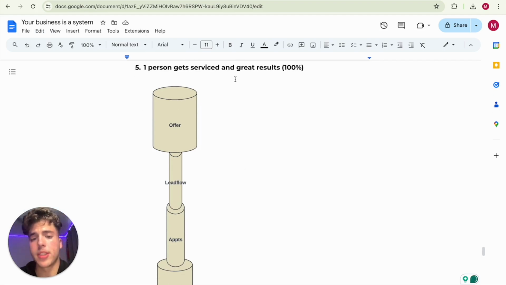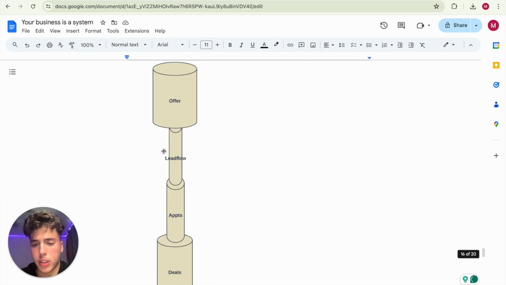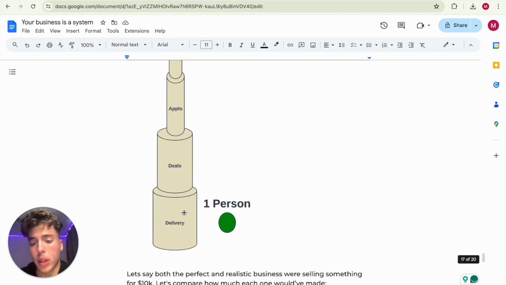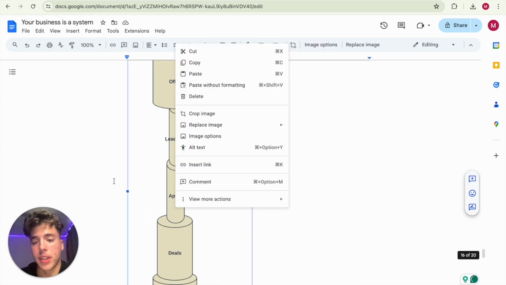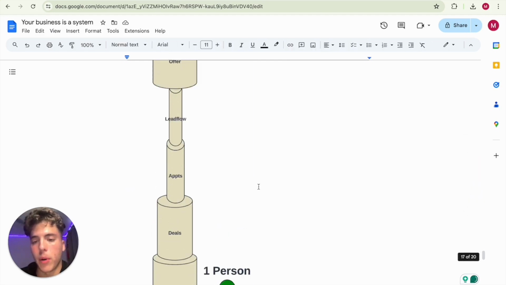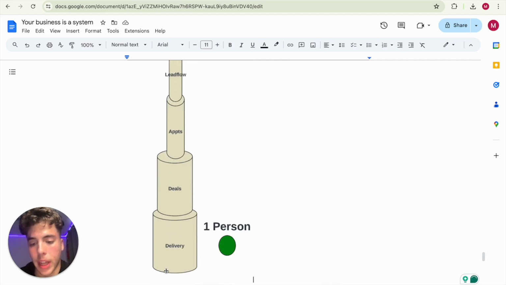And then 1 person gets serviced and gets great results, so 100%. So as you can see, each component in the business can handle a different amount of throughput. And the delivery being 100% doesn't really matter since this lead flow is 5%. Well, it does matter, but I'm just saying the main focus right here is not the delivery, okay? Since there's things above it that affect how many people are even getting into the delivery component.